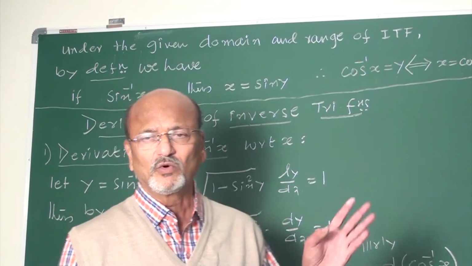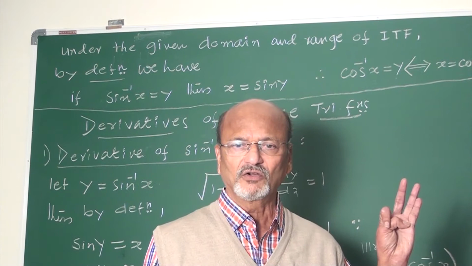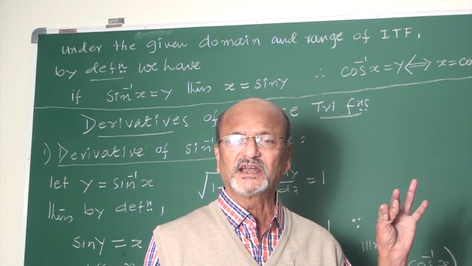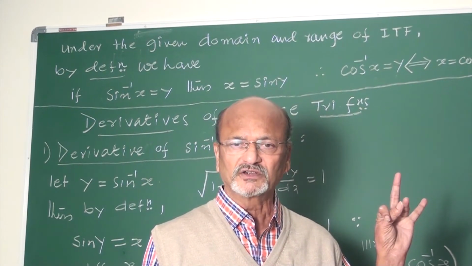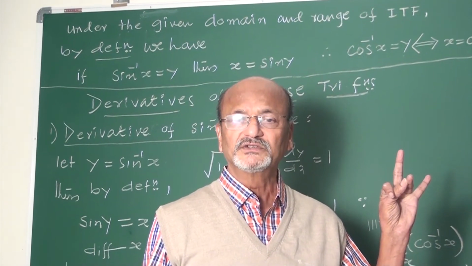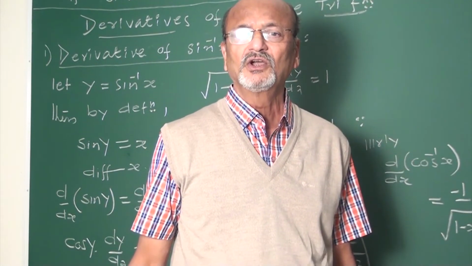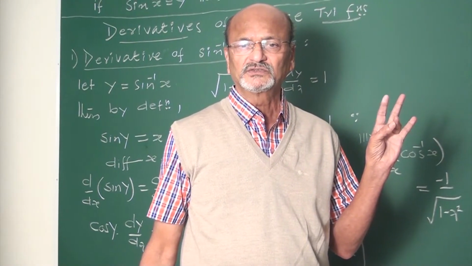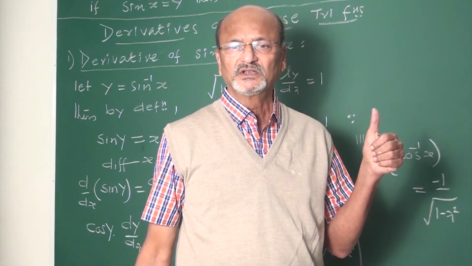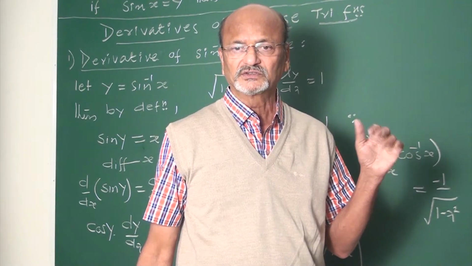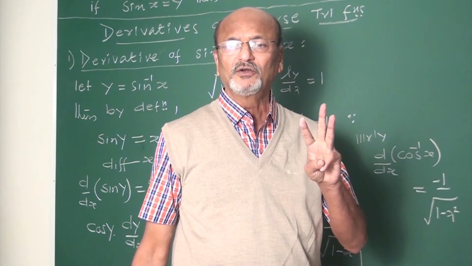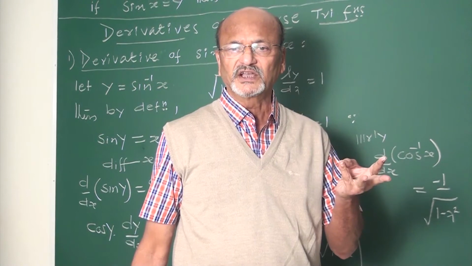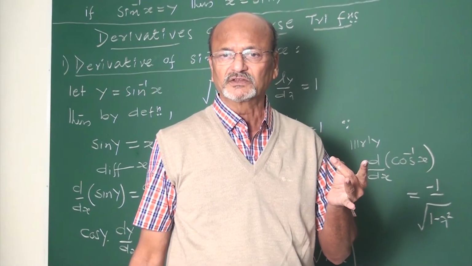What are there? One is sine inverse x, cos inverse x. Third is tan inverse x, cot inverse x. Fifth, sec inverse x, cosec inverse x. 3 pairs: sine inverse with cos inverse, tan inverse with cot inverse, sec inverse with cosec inverse. Among the 6, I do the 3: sine inverse, tan inverse, sec inverse.